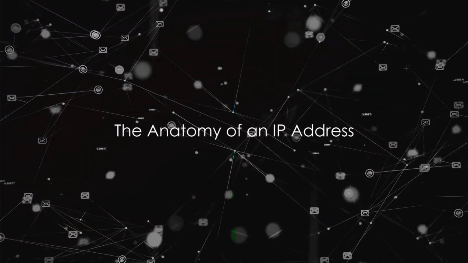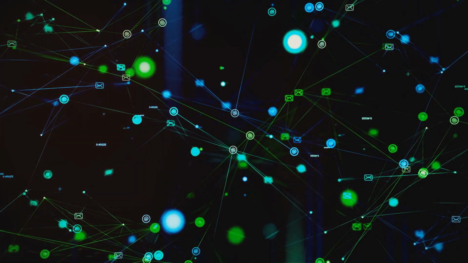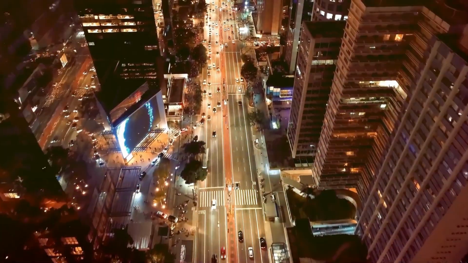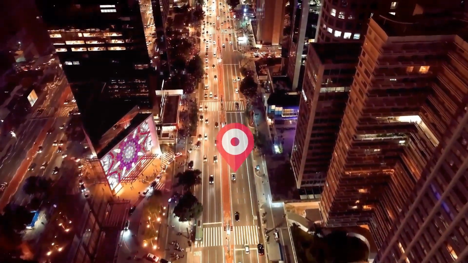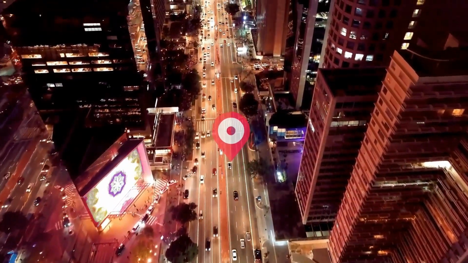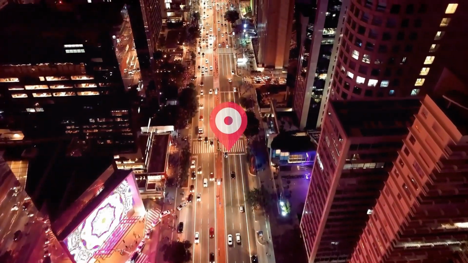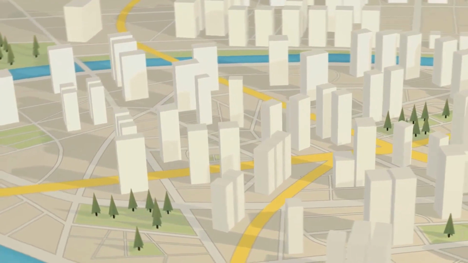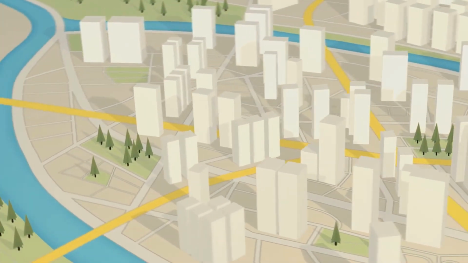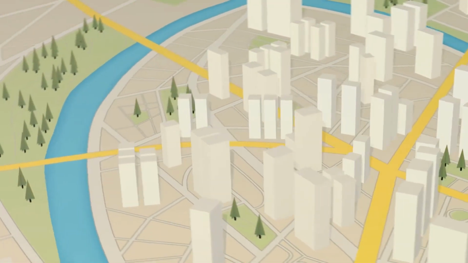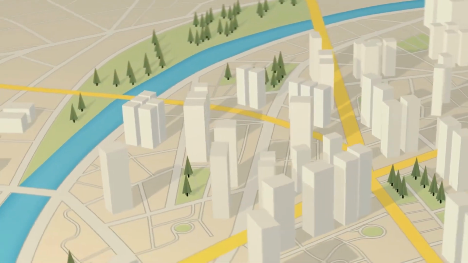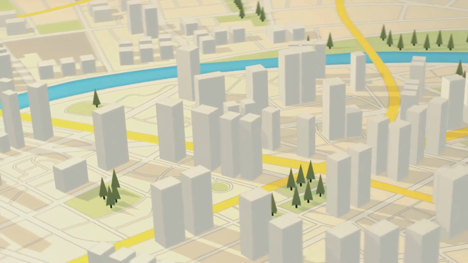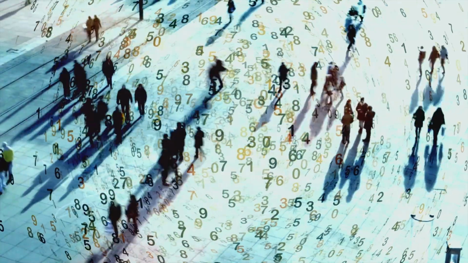An IP address isn't just a random set of numbers. It's divided into a network address and a host address. Let's delve deeper into this. Think of the IP address as a postal address. The network address is akin to the city you're in. It pinpoints the specific network your device is connected to. On the other hand, the host address is the street and house number. It identifies your specific device on that network.